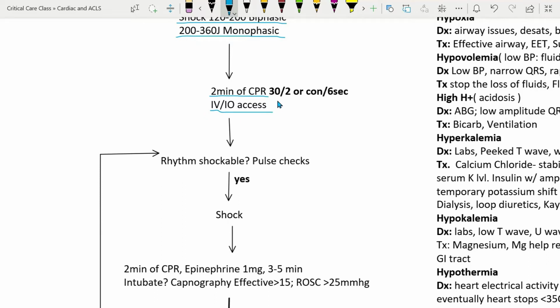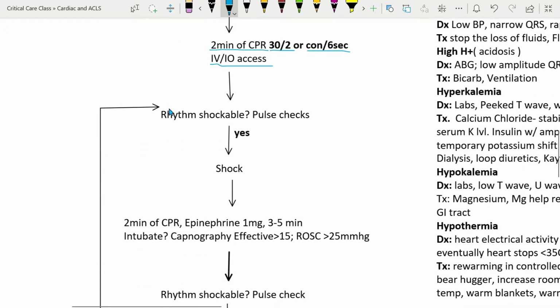Recommendations for CPR are 30 compressions to 2 breaths if not intubated, for 2 minutes, then a rhythm check and pulse check. Once the patient is intubated, it is continuous CPR for 2 minutes with 1 breath every 6 seconds. Then rhythm and pulse check. This can be done simultaneously and it will not interfere with the reading.